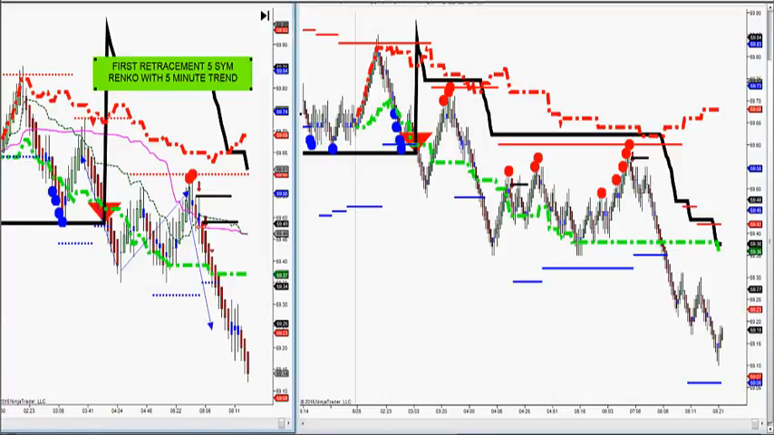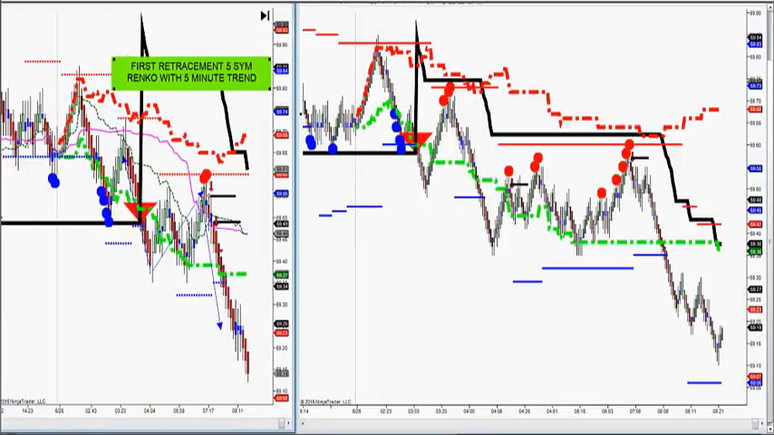Very, very simple. We've only had one JaySignal so far since midnight on the 5 SymRenko right here. This one, you can take the line in the sand trade if you wanted to. But mainly you've got your one with the triangle and your arrow here. That's how I would do it.